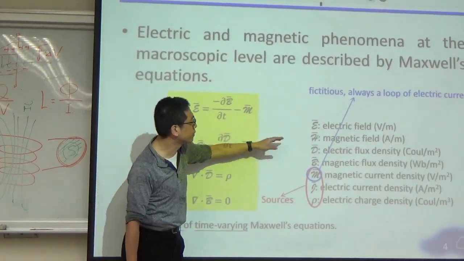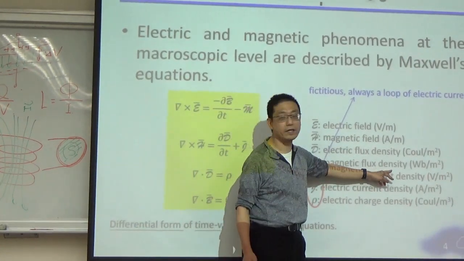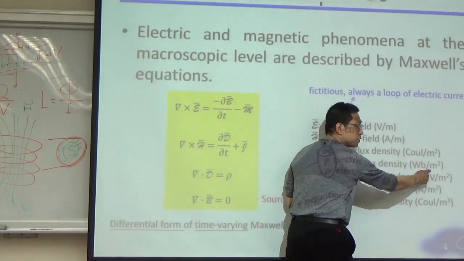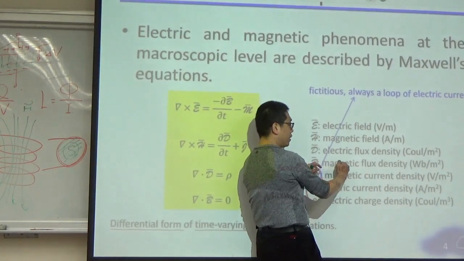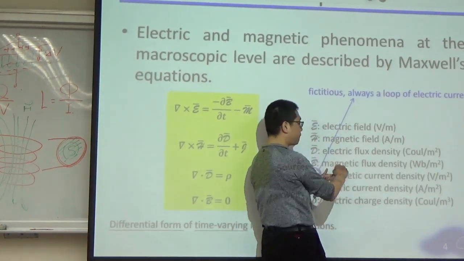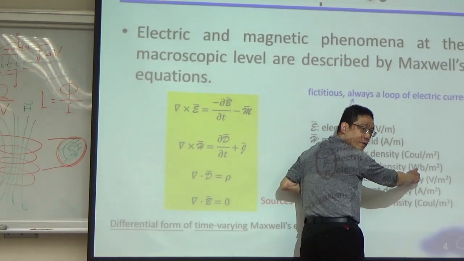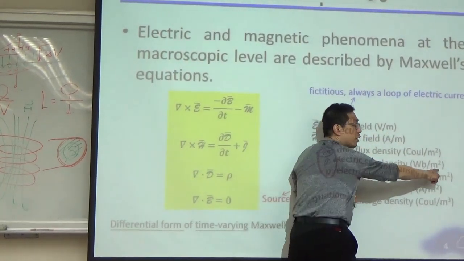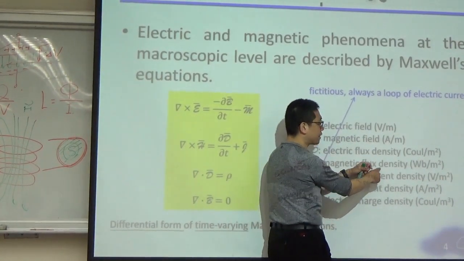Okay, let's read the definition here. B is magnetic flux density, as I said, and you can always see the unit to understand what it is. You can read the unit. It is the magnetic flux. The unit of magnetic flux is Weber, Wb, divided by the unit area, m squared. So this is the magnetic flux density.